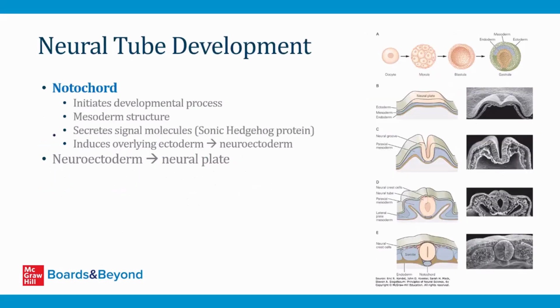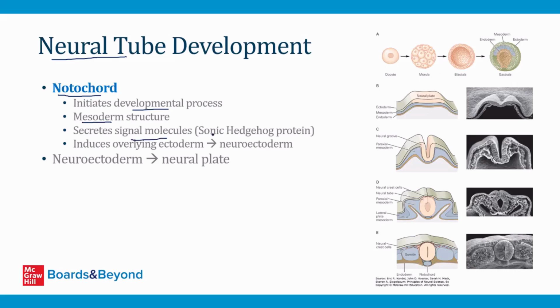Okay, we're going to start this video by talking about the development of the neural tube, which is a super important embryologic structure. It gives rise to the brain and the spinal cord. The development of the neural tube begins with a structure called the notochord. This is an embryologic structure that initiates the developmental process of the neural tube. It is not part of the ectoderm. It's a mesodermal structure, but what it does is it secretes signaling molecules.